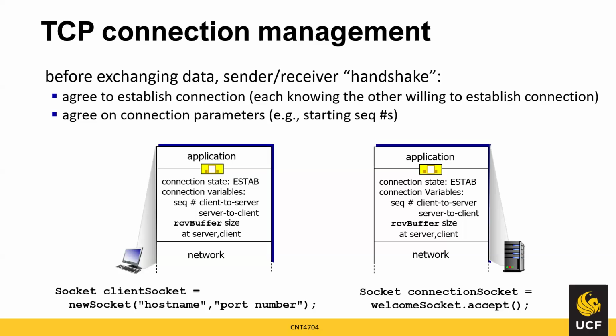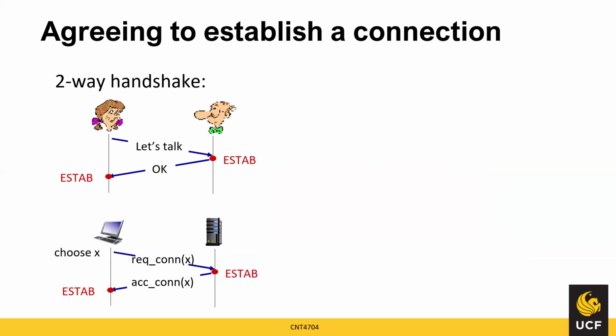This is a way of TCP making sure that both sides are in sync before actual data is being sent. So let's look at the handshake process step by step. We know TCP uses a three-way handshake. We are going to start with two and see what the problem of having a two-way handshake is.